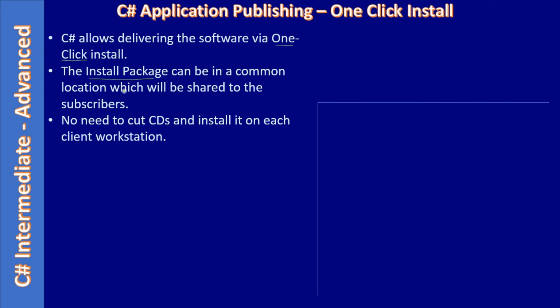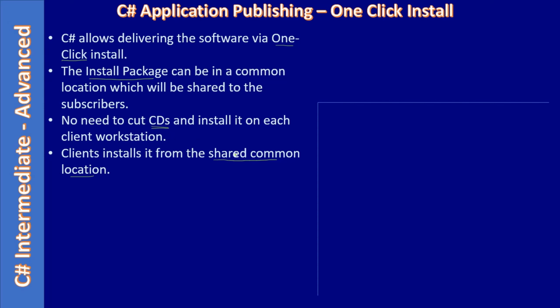So in this case, the installer stays in a common location, and the client gets access to that common location and installs it, which avoids creating CDs. In the old traditional way, the application would be packaged into CDs, then a CD would be given to each workstation, and in the workstation, using the CD player, the client would install the application by reading the content from the CD. So here, with this one-click install and publish and subscribe method, we can avoid cutting the CD. The client installs it from the shared common location. This is the way we avoid cutting the CD.